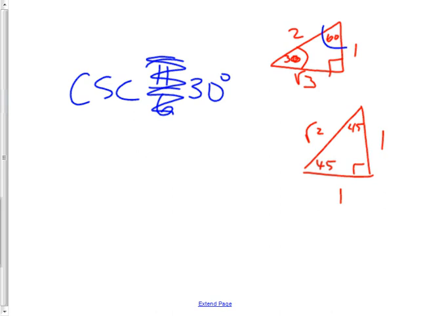1 over sine of 30. That would obviously be different than cosecant of 30 if I just wrote it that way, but if I change cosecant of 30 to 1 over sine of 30, do you get it? Now I just need to figure out sine of 30, and then I'll flip it, because that's what putting 1 over something does, it flips it.